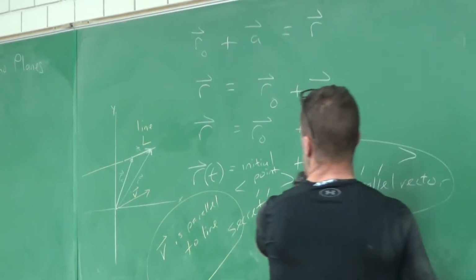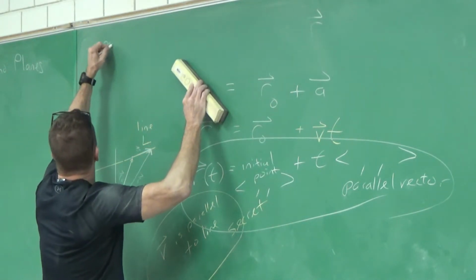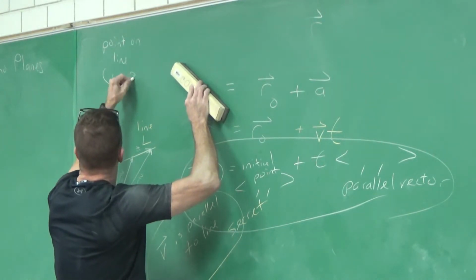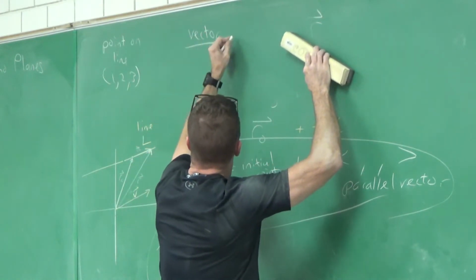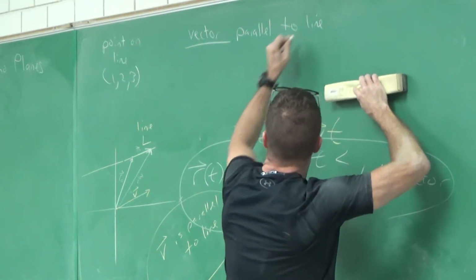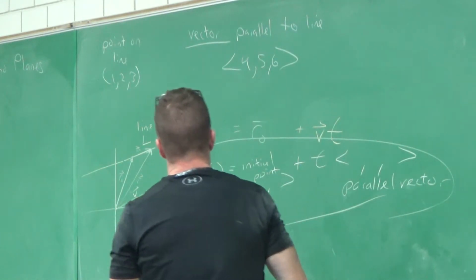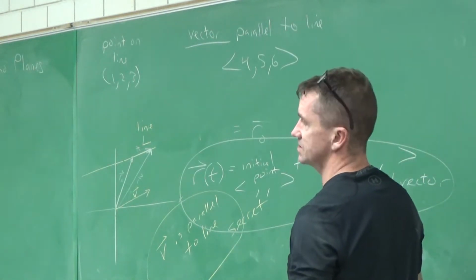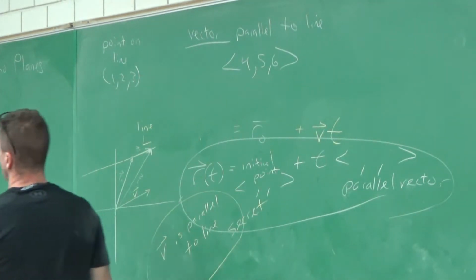So I'm going to keep this here, erase everything else, and let's play with this. So here's a point on a line. It's the point 1, 2, 3. This vector is parallel to your line. 4, 5, 6. And I want you to come up with the parametric equations of the line. We don't have to write it as a vector. All right? If you want, you can.